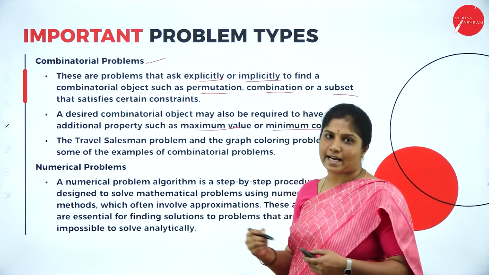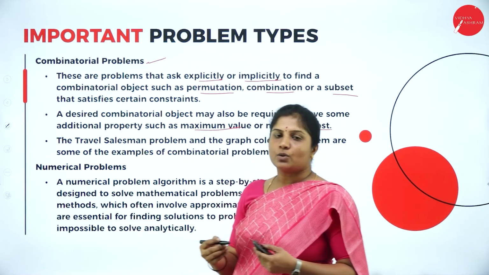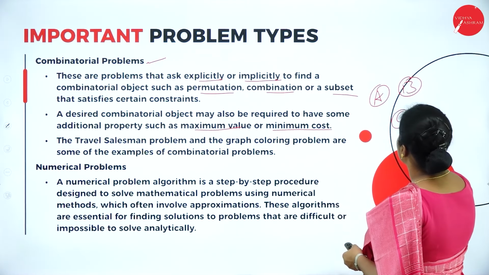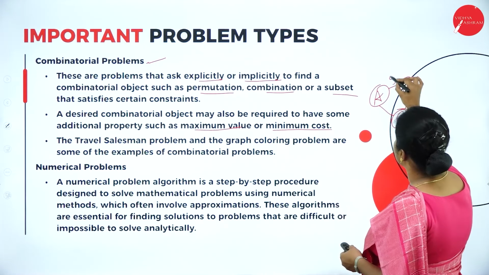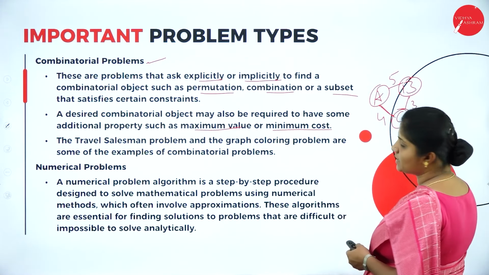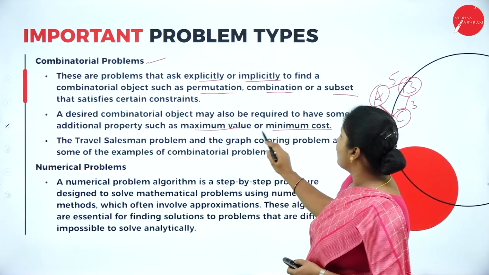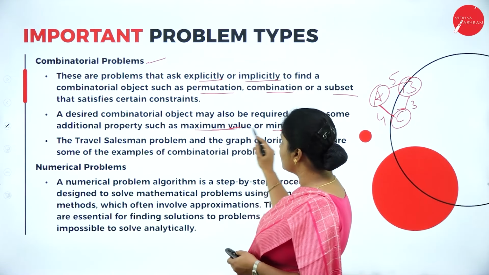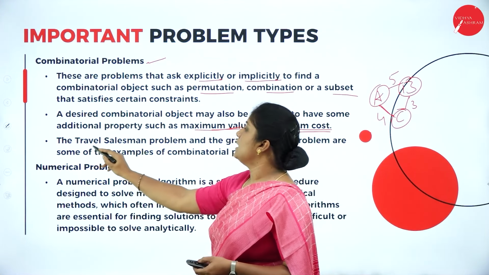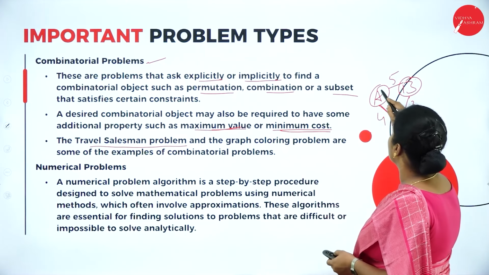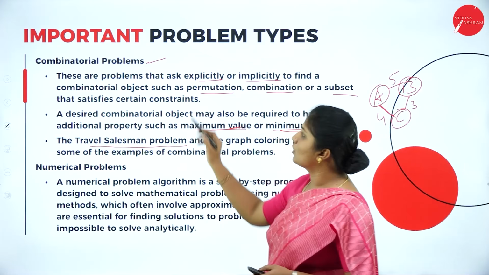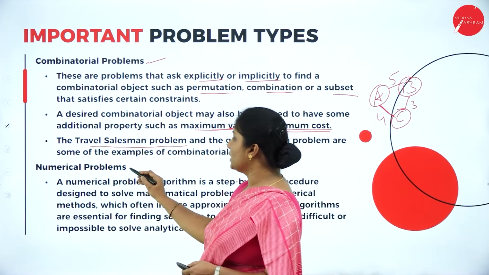As I said in the graph, directed, undirected, it also contains weights. Say, for example, 5, 4, 3. If you have written numbers on the edges, it means it is a weighted graph. If you want to find the minimum cost or maximum value, based on this we will use combinatorial problems. For example, the traveling salesman problem: if you want to visit all 3 cities within a minimum cost. So this is an example of a combinatorial problem. Next are numerical problems.